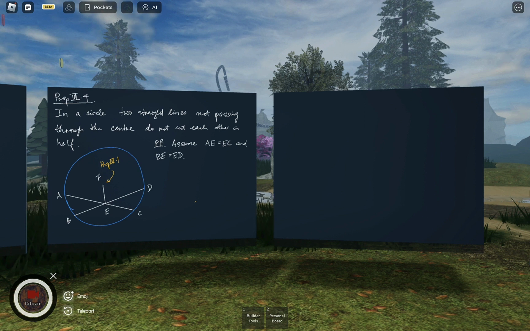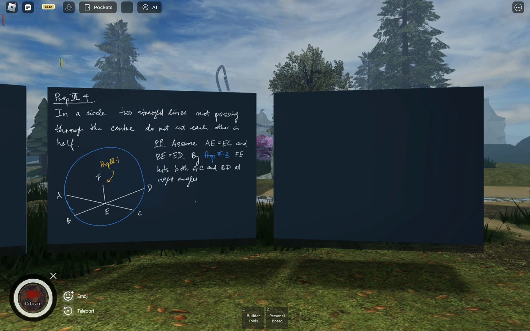Okay, and so what did we just prove? The previous proposition allows us to say something. Proposition 3.3, right? Excuse me. By the previous proposition, FE hits both AC and BD at right angles.